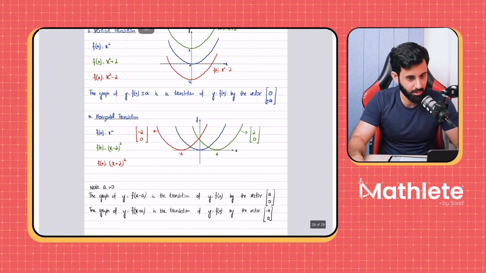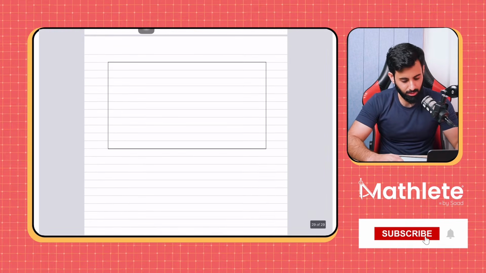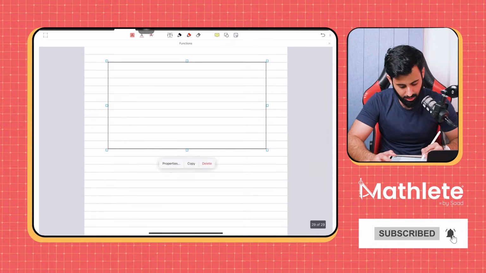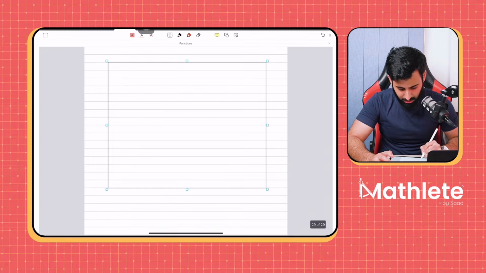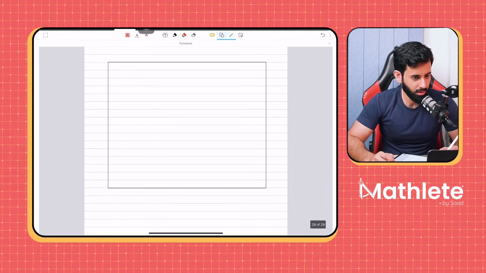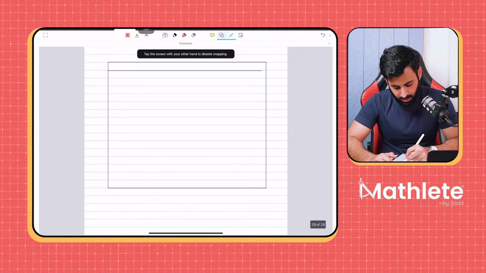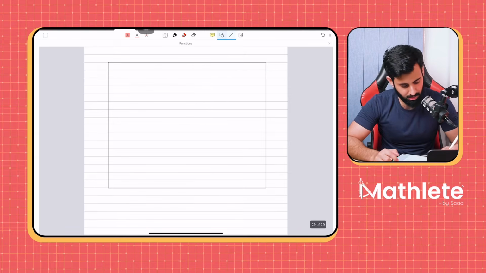Okay, brilliant. So here is the cheat sheet. I want you guys to keep this safe, keep it with you. If you ever get stuck, you can always refer to this.